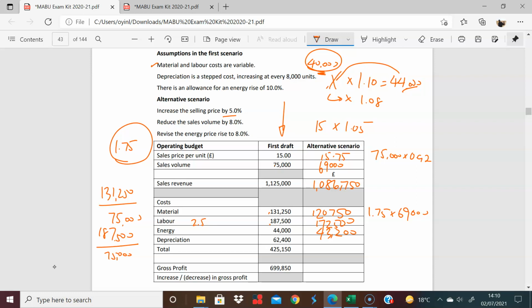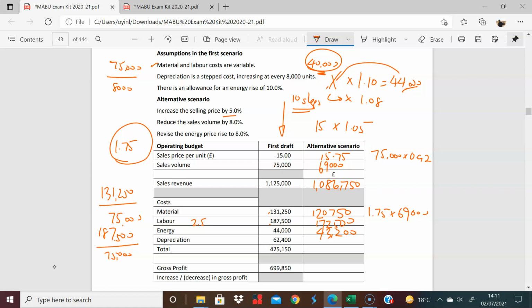So depreciation. Depreciation is a stepped cost, and this increases every 8,000 units. I was talking to one of my students the other day, and she had a very clever way of dealing with it. If you literally just divide, I do it in a slightly different way, but I liked her method. 75,000 units divided by 8,000 units, and then we just round up. So 75,000 divided by 8,000 is 9.3. So we know there are 10 steps.